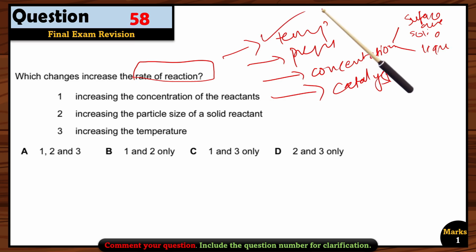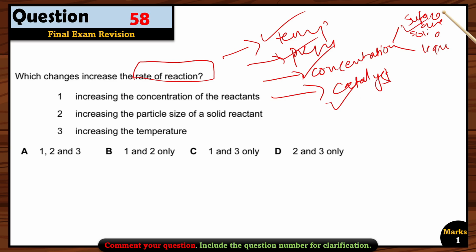Higher the temperature, higher will be the rate of reaction. Higher the pressure, higher the rate of reaction. If you add the catalyst, higher will be the rate of reaction. Higher the concentration, the rate of reaction will be higher. And if the surface area is higher, it means the rate of the reaction will increase.